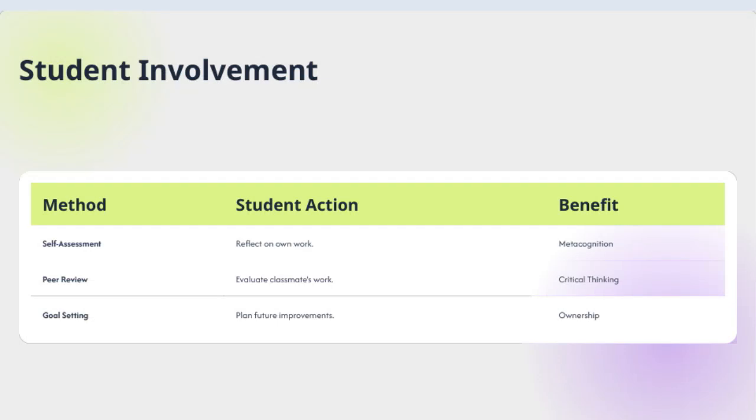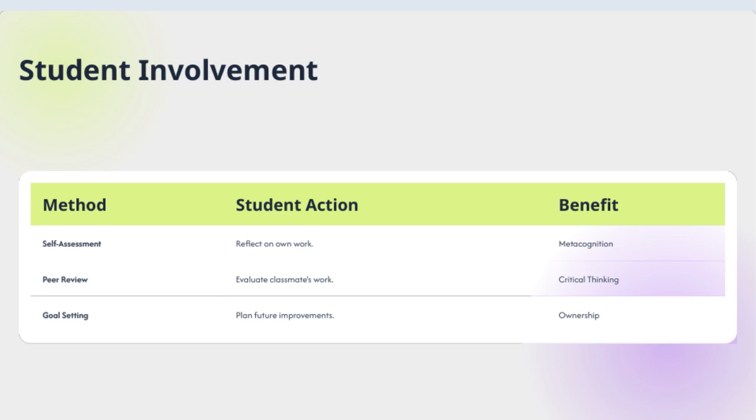Let's talk about the concept of ownership in the learning process. When students take ownership, they actively plan future improvements, which helps them become more autonomous learners. Goal setting is a crucial part of this. By setting clear, achievable goals, students can direct their efforts and stay motivated.